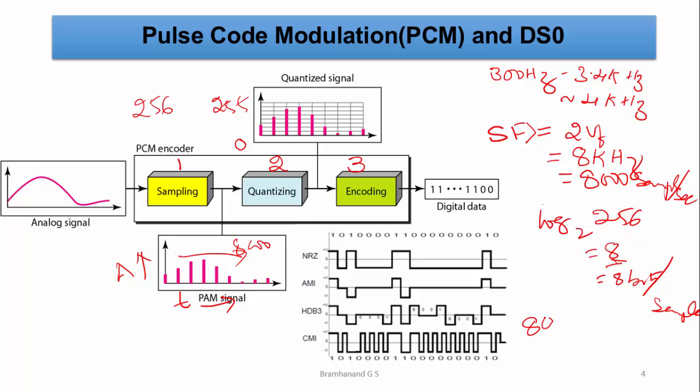As we have 8,000 samples per second, 8,000 times 8 is equal to 64,000. So every voice signal can be converted into a digital signal, and the output of that digital signal would be equivalent to 64 kilobits per second. This is what I call DS0. So 64 kbps digital data is called DS0. This is the foundation for any discussion that we are going to have in the future.